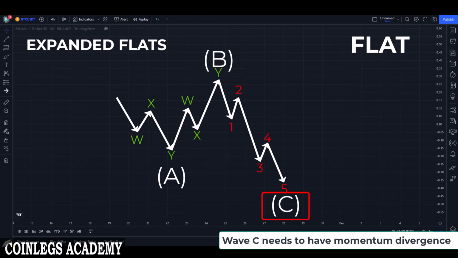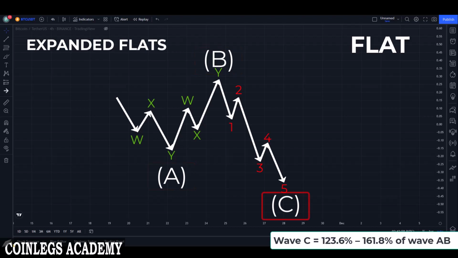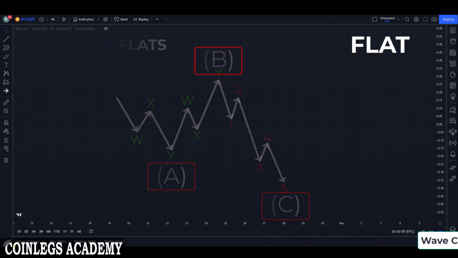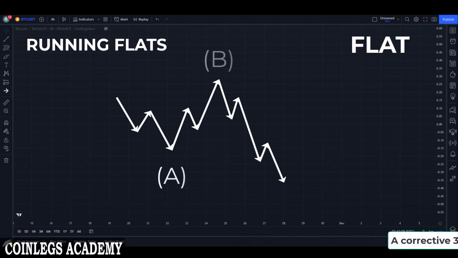Fibonacci ratio relationships on expanded flats: wave B 123.6% of wave A, and wave C 123.6% or 161.8% of wave AB.